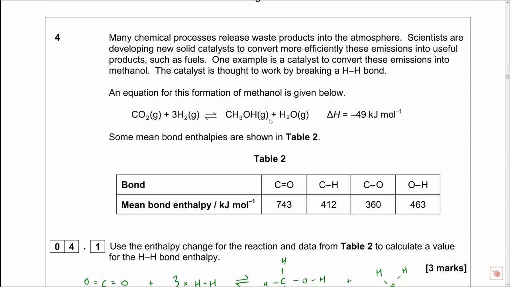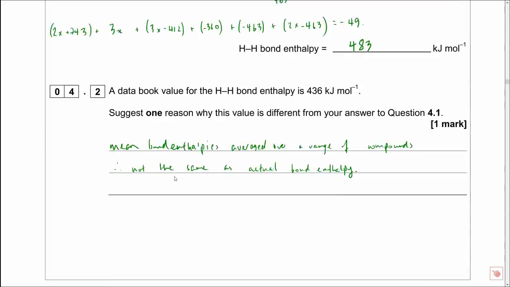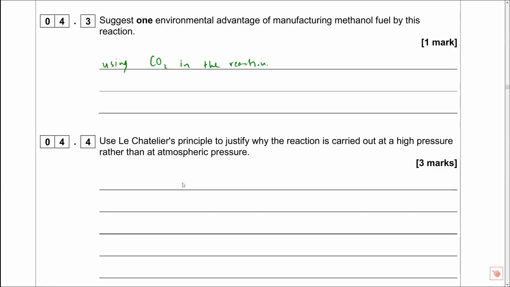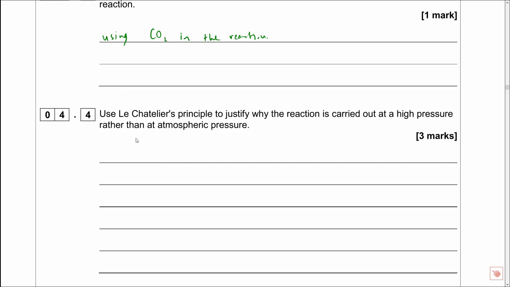So it's sort of like a carbon neutral type thing: the methanol that's potentially going to be used as a fuel, well, the carbon dioxide that it would burn and release is actually being used in its creation, so it's not releasing any net, there's no net change really. Use Le Chatelier's principle to justify why the reaction is carried out at high pressure rather than at atmospheric pressure.